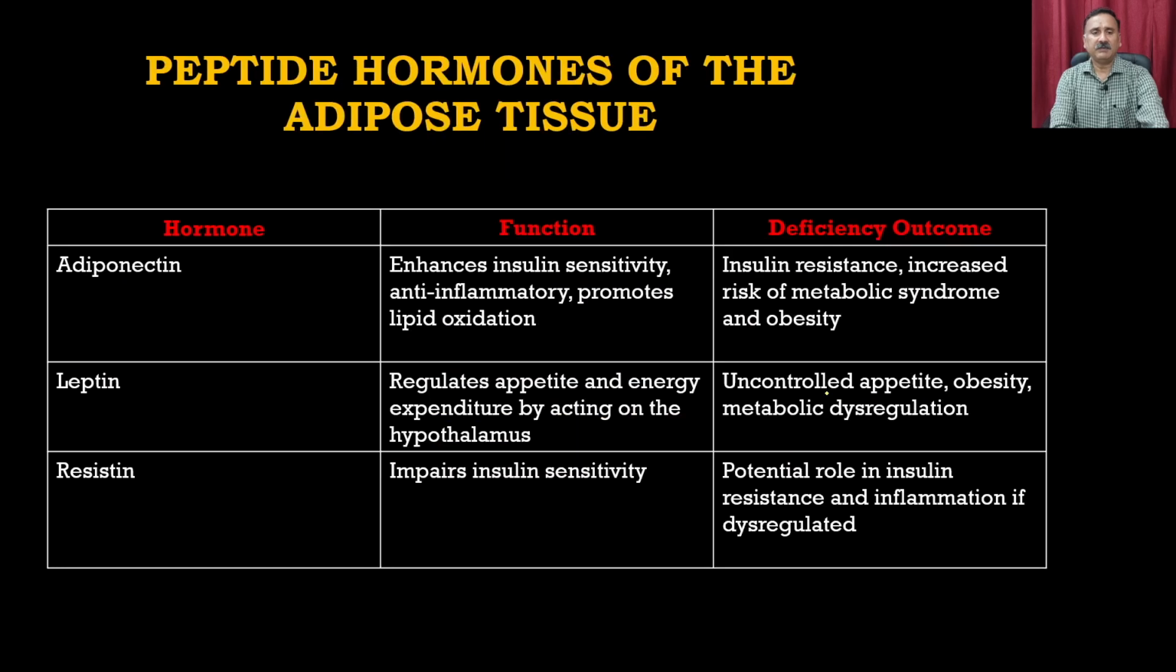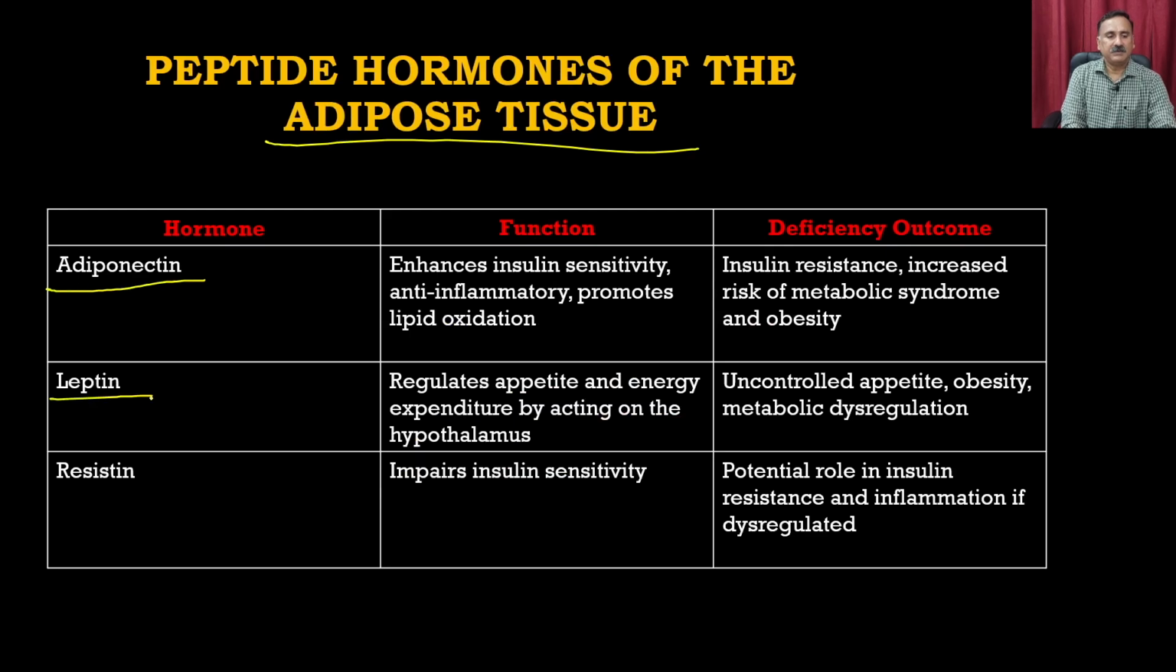Then we also have the peptide hormones from the fat tissues or the adipose tissues. That is called adiponectin, leptin, and resistin. The adiponectin is enhancing the insulin sensitivity, anti-inflammatory response, and promotes lipid oxidation. If there is a reduction in the adiponectin, then it is going to cause insulin resistance, increased risk of metabolic syndrome, and obesity.